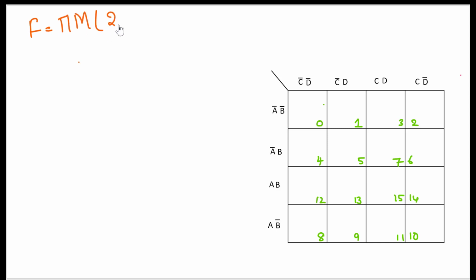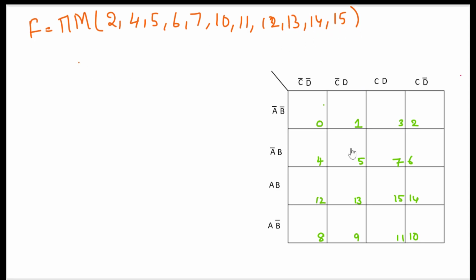Capital M 2, 4, 5, 6, 7, 10, 11, 12, 13, 14 and 15. So all are 0, that means you are going to fill the zeros first: 2, 4, 5, 6, 7, 10, 11, 12, 13, 14, 15.